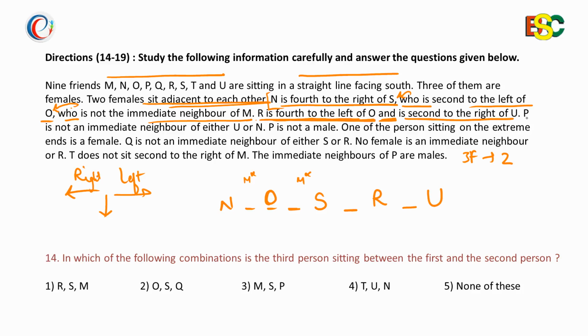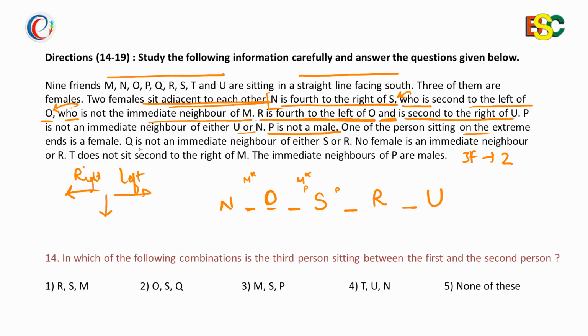Okay, P is not an immediate neighbor of U or N. So P will not sit here, neither will he sit here. So P will sit either here or here. Then P is not a male. P is not a male. Only one person sitting at the extreme end is a female. So either N or U, one is female.